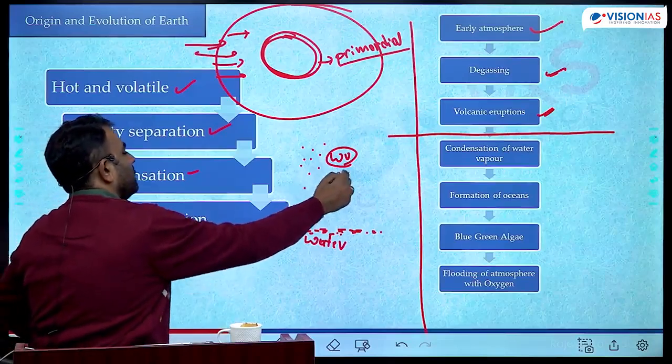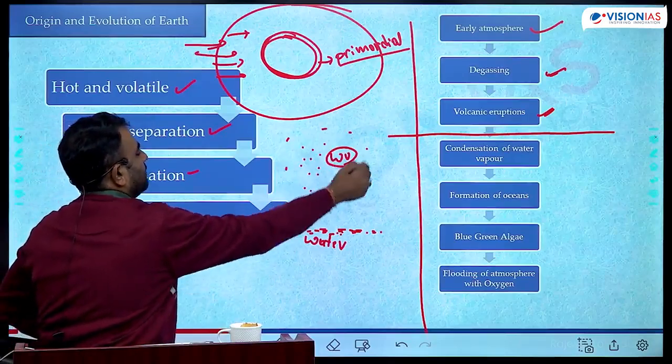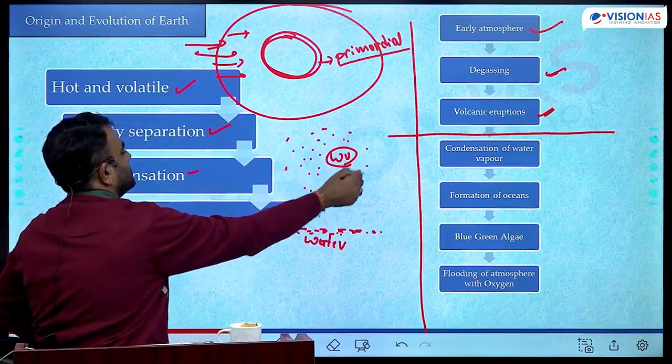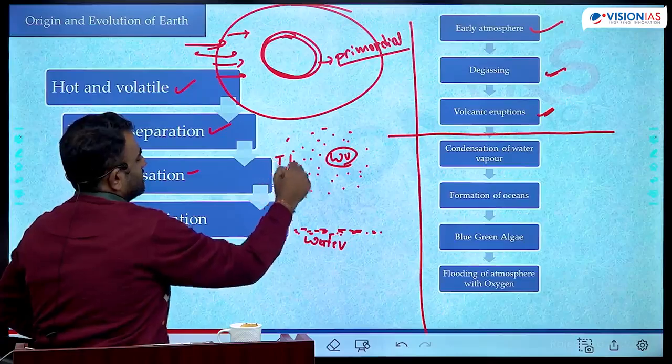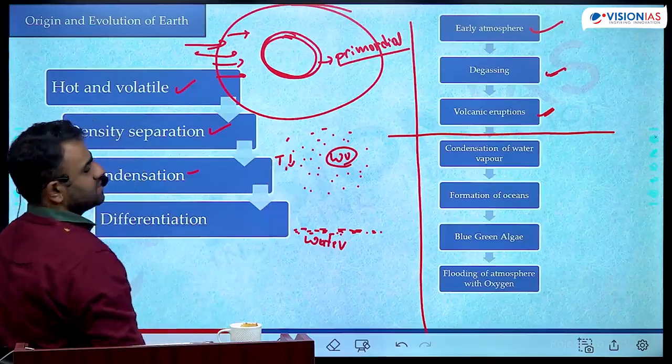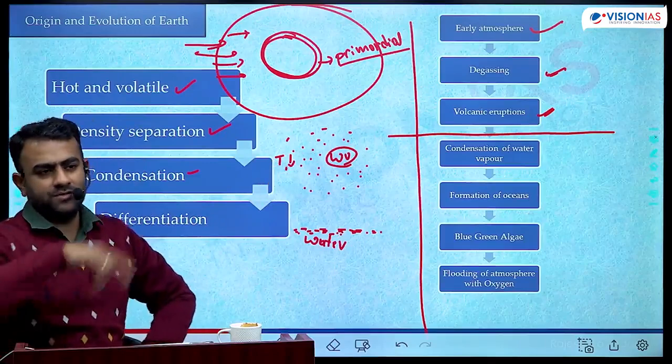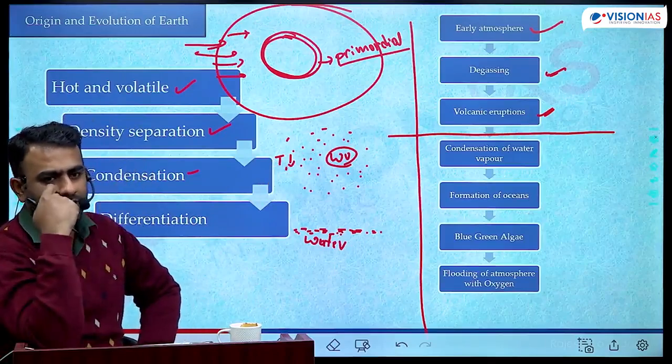Water vapor accumulated in the atmosphere. It has a very important characteristic. If the temperature decreases, water vapor condenses. Condensation is the process of conversion of water vapor into liquid water.